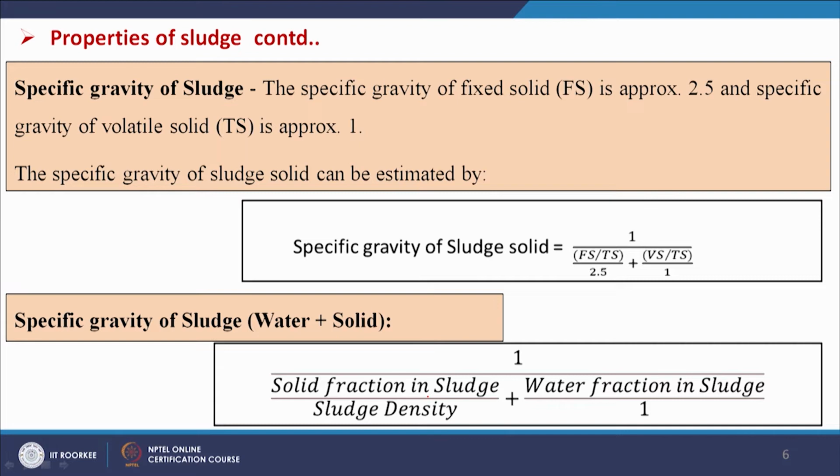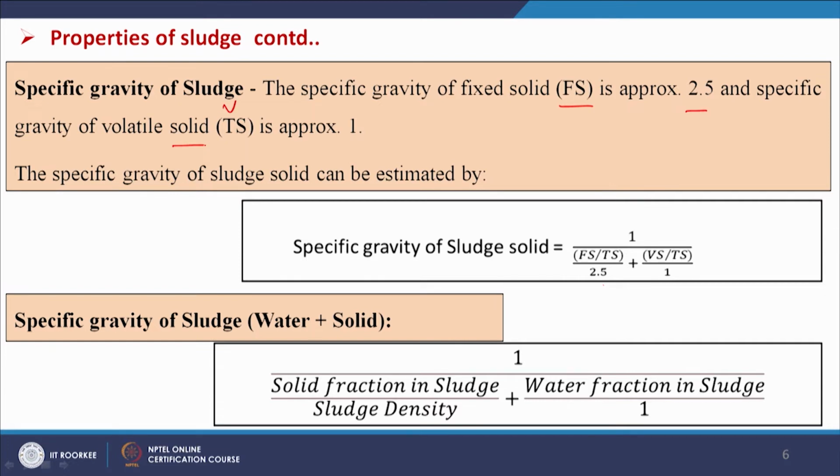We have fixed solid and we have volatile solid, which are giving the total solid, total suspended solid. So, in this case the specific gravity of the sludge solid is equal to 1 divided by Fs by Ts by 2.5 plus Vs by Ts by 1. Why is this 2.5? 2.5 is the specific gravity of fixed solid and 1 is the specific gravity of volatile solid. Okay. So, this is Vs.